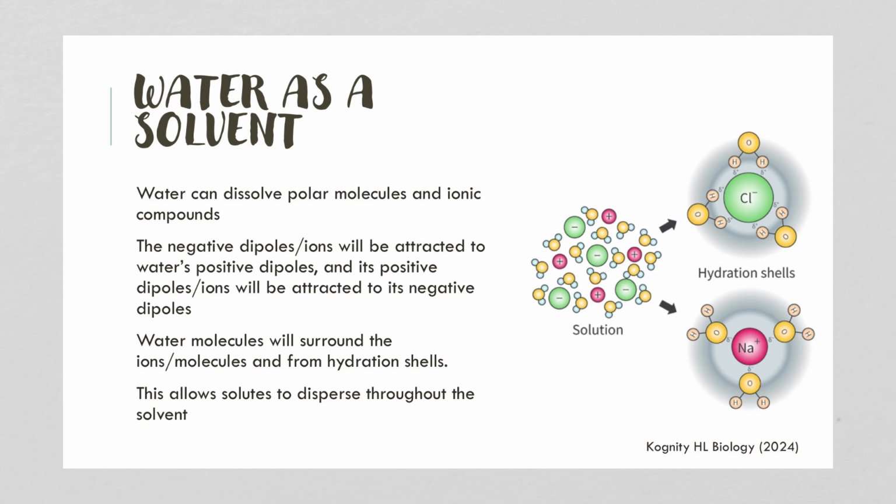So we had this is a solution of sodium chloride, and you can see these hydration shells being formed around both the chloride, the negative one, with interactions with the positive dipoles of water, and then the positive sodium ion is interacting with the negative dipoles of water.